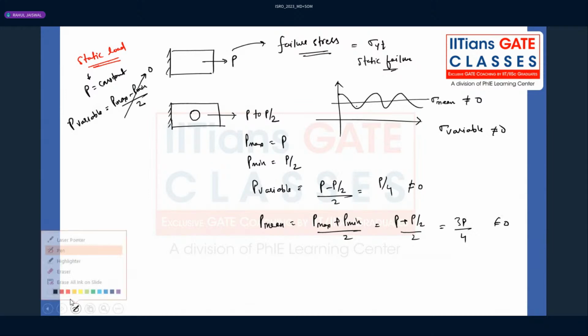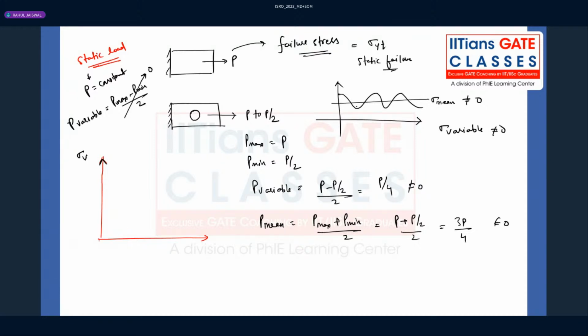And under those particular situations, how do we calculate the failure stress? The failure stress in this case is not known. So for that case, we use different criteria. Sometimes we say Soderberg criteria, Soderberg line. Sometimes we say Goodman. Sometimes we say Gerber criteria. So that's why we plot the graph. A general graph I'm plotting.